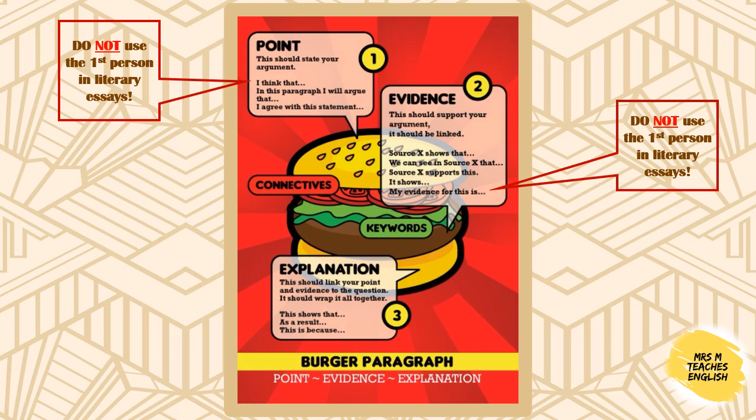The PEE paragraph is the most basic of analysis paragraphs. It remains a good starting point. Remember that you are making a point, providing evidence that supports your point, and explaining the link between the evidence and that point. The evidence in literature is usually a quote from the text. You are cautioned not to use the first person in these essays.